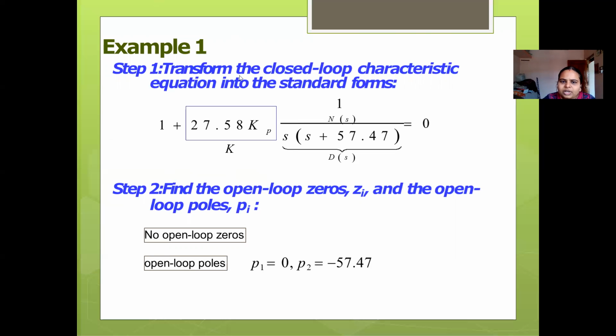Then transform the closed loop characteristic equation into a standard form. This is the standard form we will be going for. Then find the number of zeros and poles for this, that is, finding the open loop zeros and open loop poles.